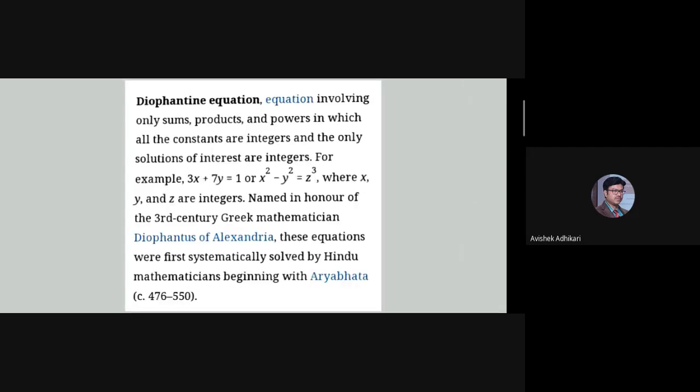A Diophantine equation is an equation involving only sums, products, and powers in which all the constants are integers, and the only solutions sought are integers. For example, 3x plus 7y equals 1 and x squared minus y squared equals z cubed are types of Diophantine equations where x, y, z are integers.